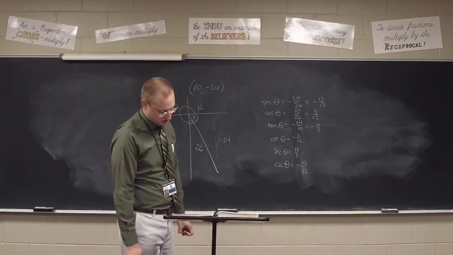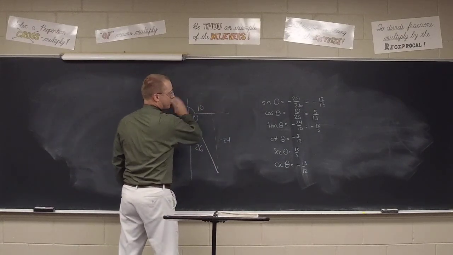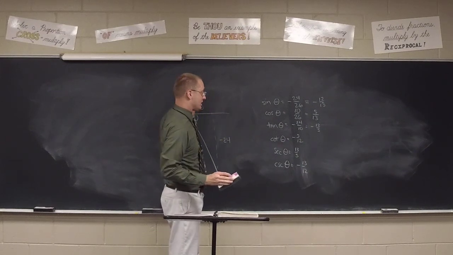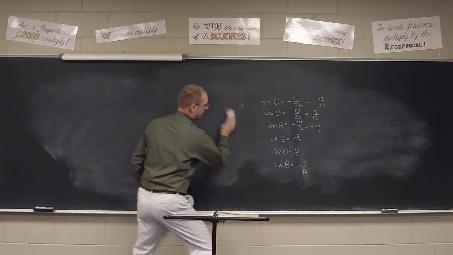All right, number seven. We've got -9, -12. By the way, notice cosine and secant positive. ASTC, everything else negative. All right, and last one, number seven.